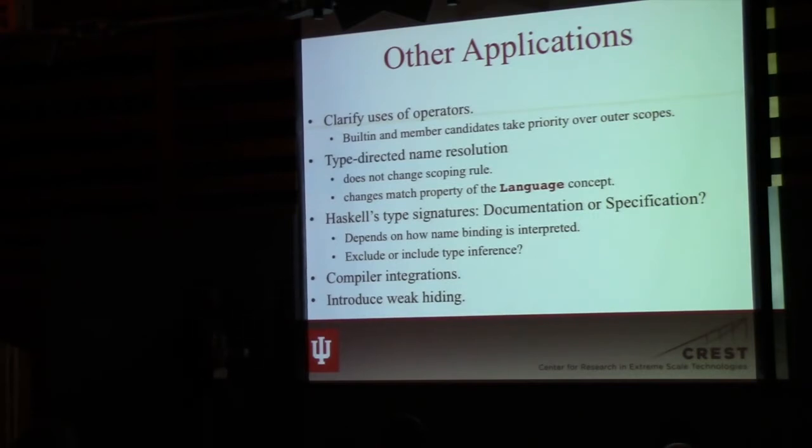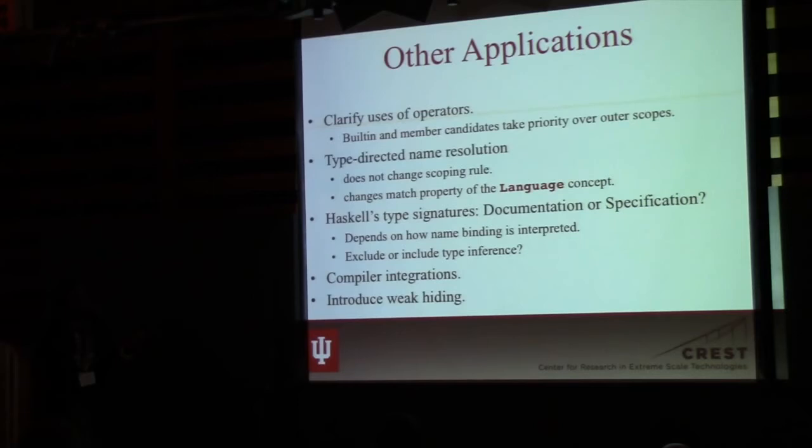Other applications are in compiler integration. We have been looking at integrating these scope combinators in real compilers, so to speak. We've started with the language C and featherweight Java, and our intention is to eventually go into more mainstream compilers. And we can also use it to introduce weak hiding.